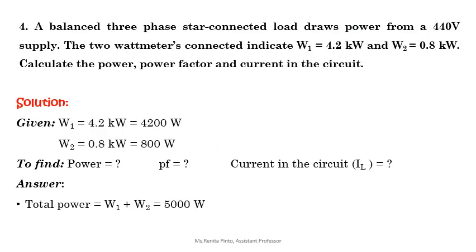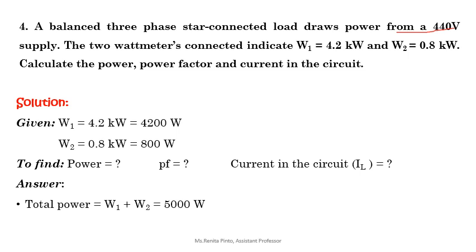Next is the fourth question. A balanced three-phase star connected load draws power from a 440 volt supply. The two wattmeters connected indicate W1 equal to 4.2 kilowatt and W2 equal to 0.8 kilowatt. Calculate the power factor and current in the circuit. They have given you the power readings of two wattmeters W1 and W2, and the supply. Now what you need to find out is the total power P, the power factor that is cos phi, and the current in the circuit, that is current IL.